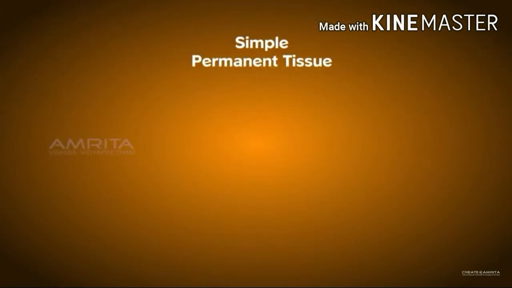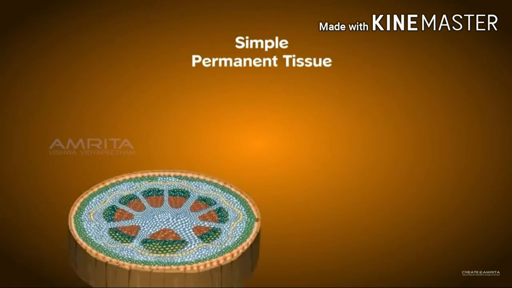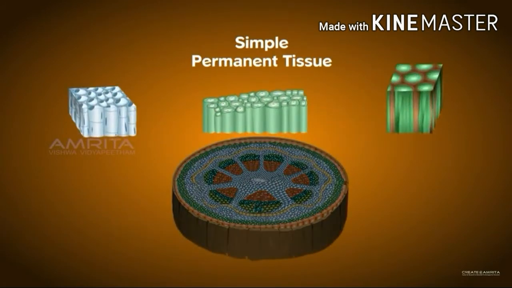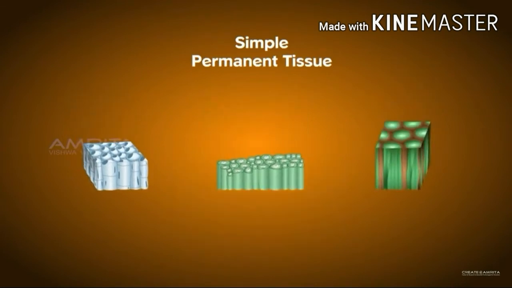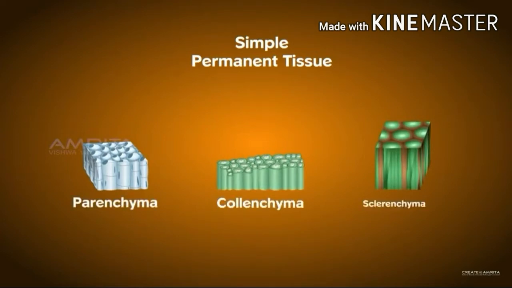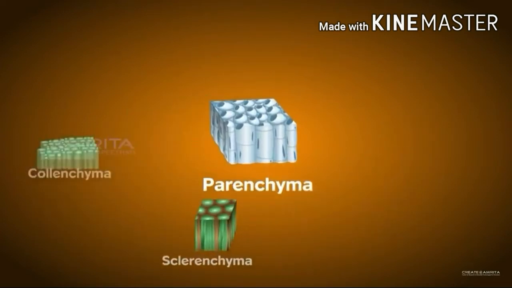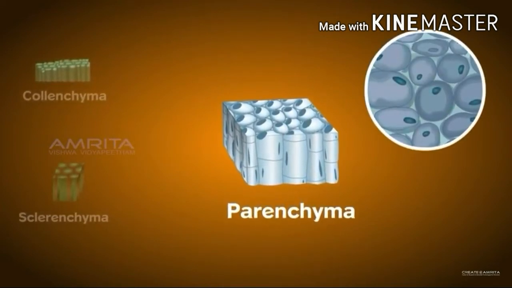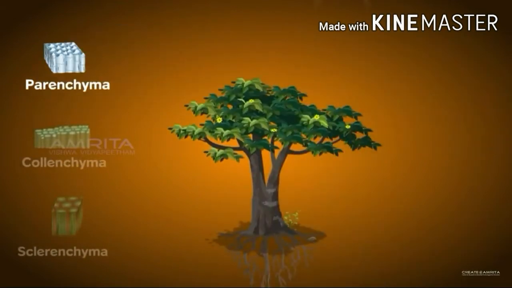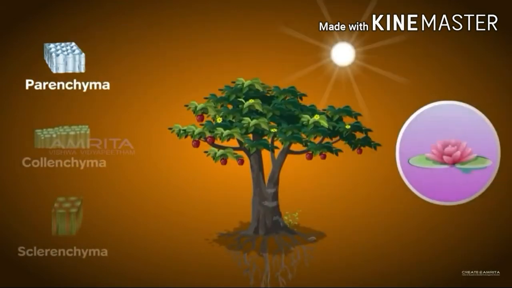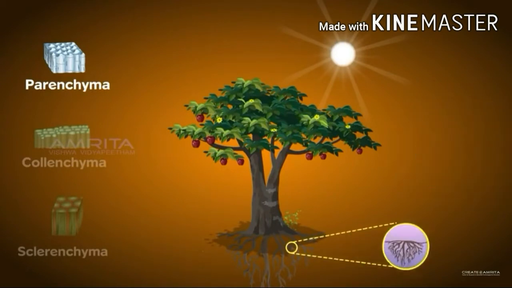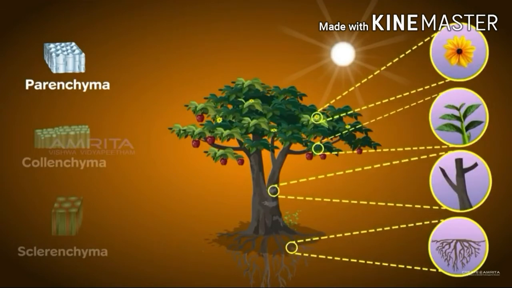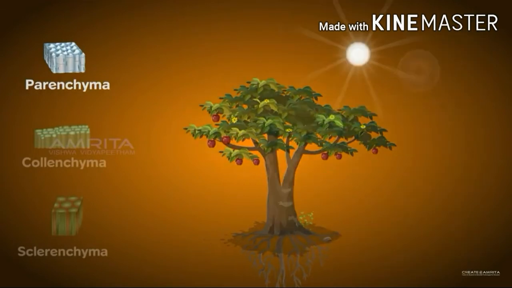Simple permanent tissue is called simple tissue because it is composed of similar types of cells that have a common origin and function. Based on the function, they are further classified into parenchyma, collenchyma and sclerenchyma. The parenchyma tissues are oval-shaped cells with thin cell walls and have extensive spaces between the cells. They help in photosynthesis, storage and also help aquatic plants to float in water. They are composed of living cells found in roots, stem, leaves and flowers.